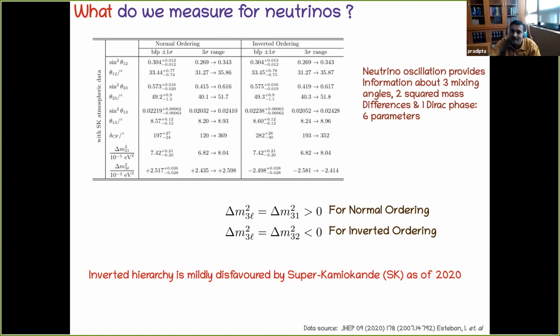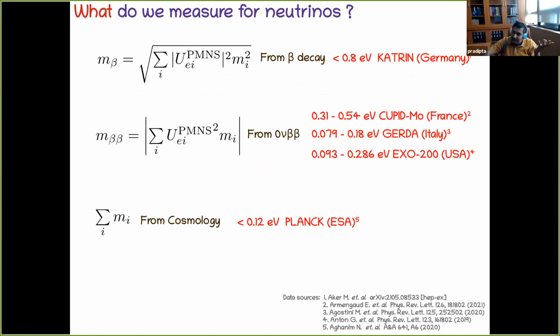As I mentioned, for the remaining parameters, including the Majorana phases, oscillation experiments are not going to serve the purpose. For that, you have to get information from three different sectors. One is the beta decay experiment. For that, the KATRIN tritium beta decay experiment is very popular. From here, you can get information about the remaining parameters of the neutrino sector, and the current limit is less than 0.8 eV.